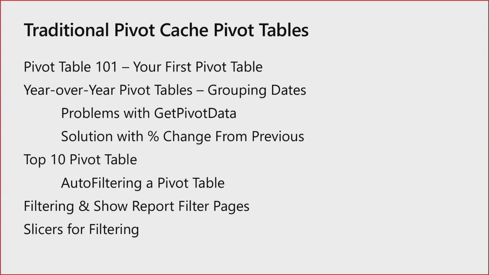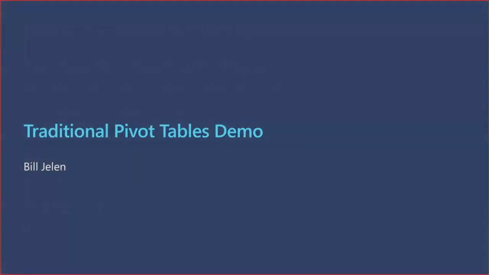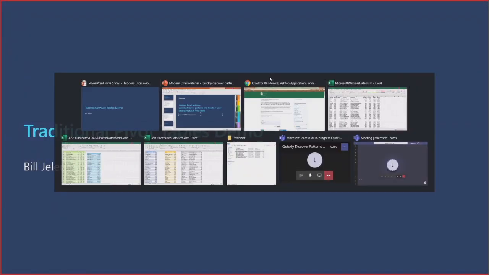So I'm going to show you some of the gotchas, let's say, the things that can be a problem with pivot tables, and then how to solve those. We'll take a look at show report filter pages, and then using slicers instead of the filters. All right, so let's just jump over to Excel here, and we'll start to dive in.